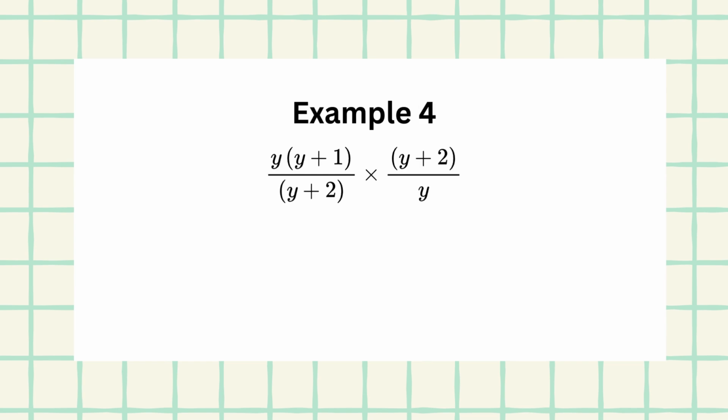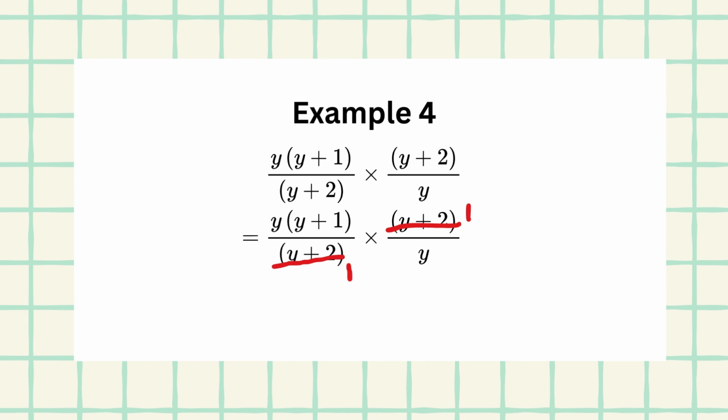We've got y times bracket y plus 1 divided by bracket y plus 2 times bracket y plus 2 over y. So what can we cancel here that looks similar? Well, we can cancel out the y plus 2. So I've canceled them and put them as 1, and we can also cancel the y itself, the one that is not inside the bracket. So that's the letter y on the top left-hand corner and the bottom y.